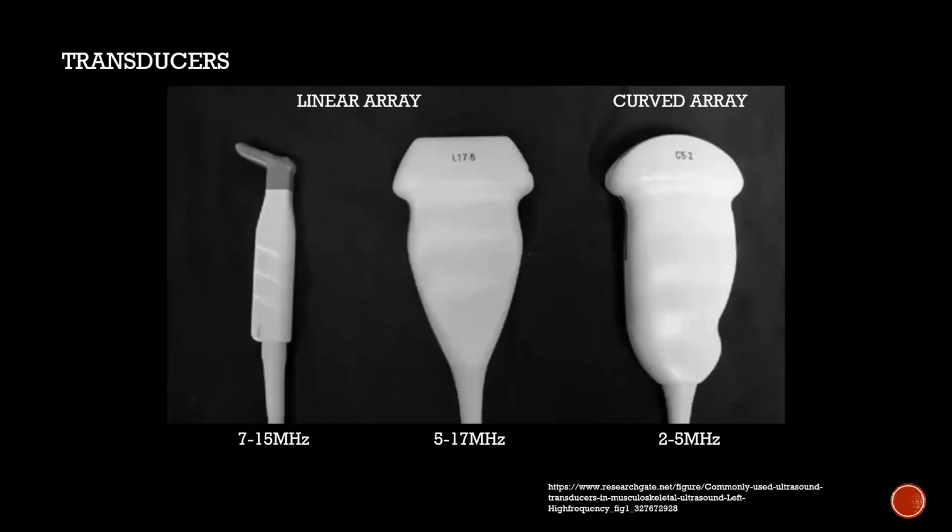There are several types of transducers, but for ultrasound-guided nerve blocks, we usually use either the linear array or the curved array probe. The linear probes are high-frequency probes using sound waves of 5 to 17 megahertz, while curved probes are low-frequency probes using sound waves of only 2 to 5 megahertz.